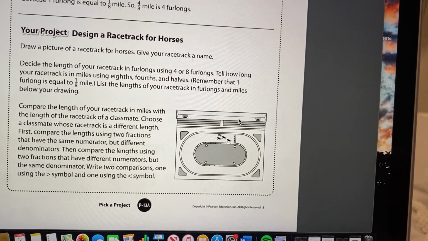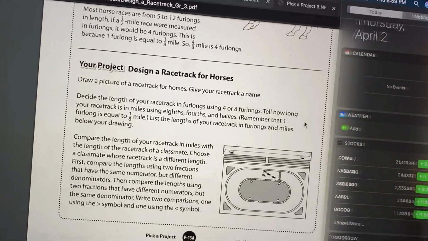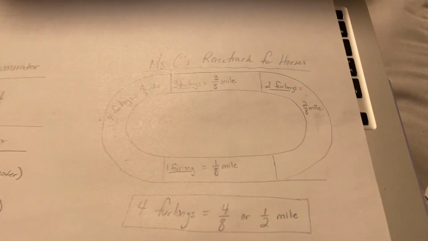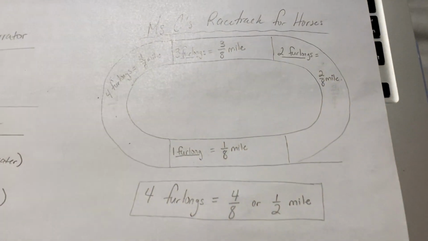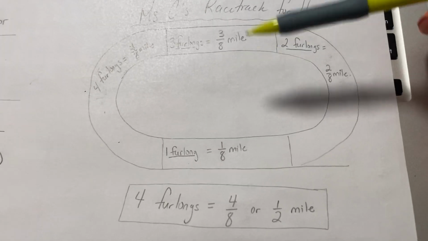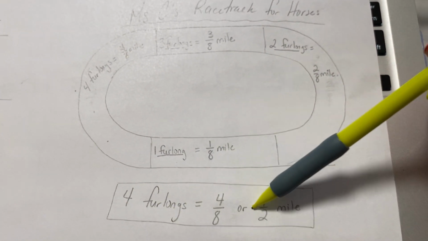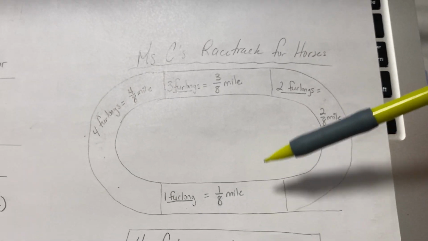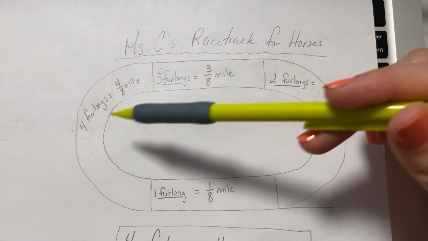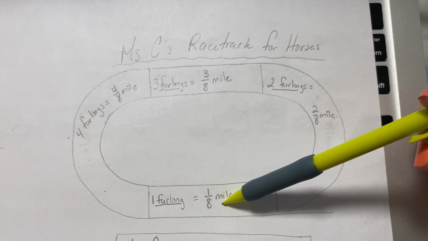So what I did was I drew this track. I named it Miss C's Racetrack for horses. I put down here to remind myself 4 furlongs equals 4/8 or half a mile. So I split up my track into 4s. 1, 2, 3, 4, as you can see. So I did 1 furlong equals 1/8 of a mile.